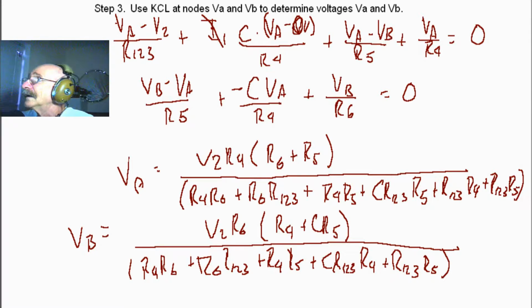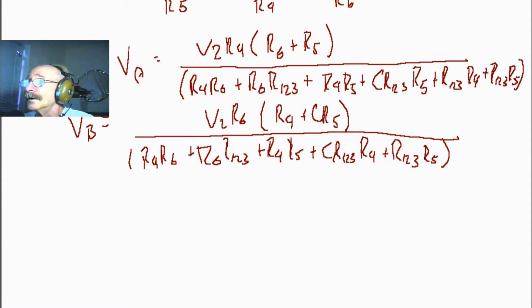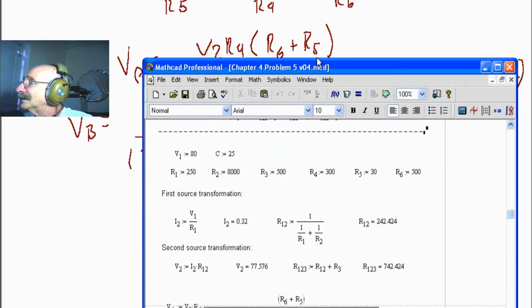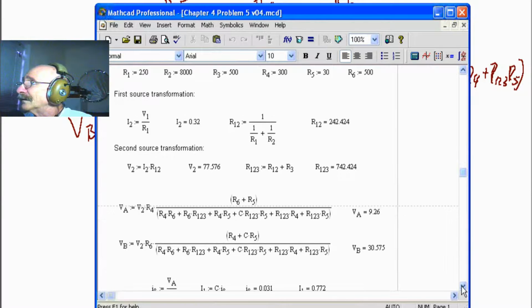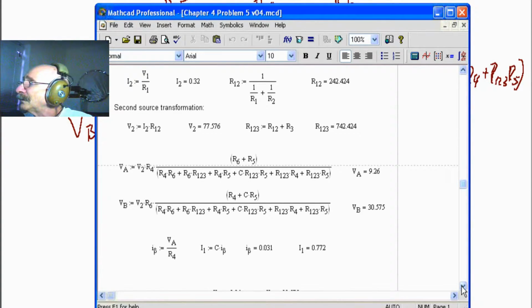Clean that up a little bit, and let's get back to where we were. Alright, so those are solutions for VA and VB. Now, solving for VA and VB with these values, we get the numbers. Again, I used Mathcad to solve this just so it'd be a little bit easier for me to fool around, because there's plenty of room for mistakes.